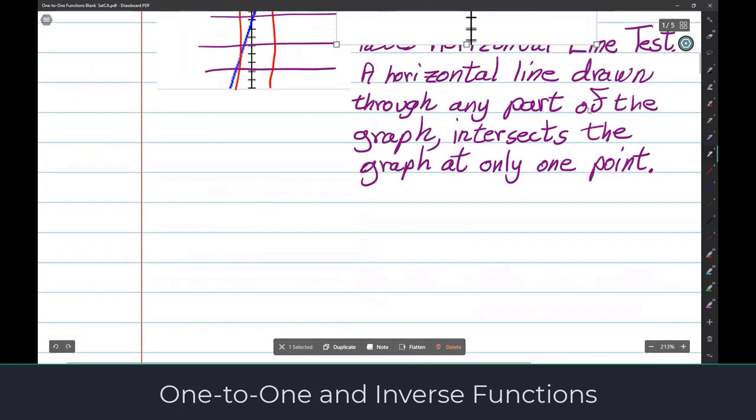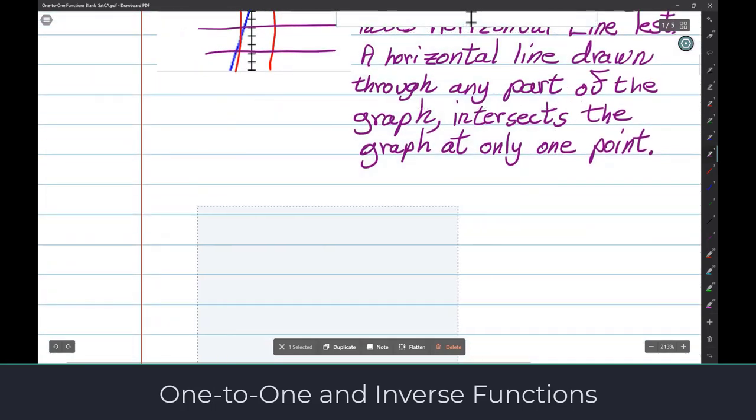There it is. You just never know where these guys are going to show up.